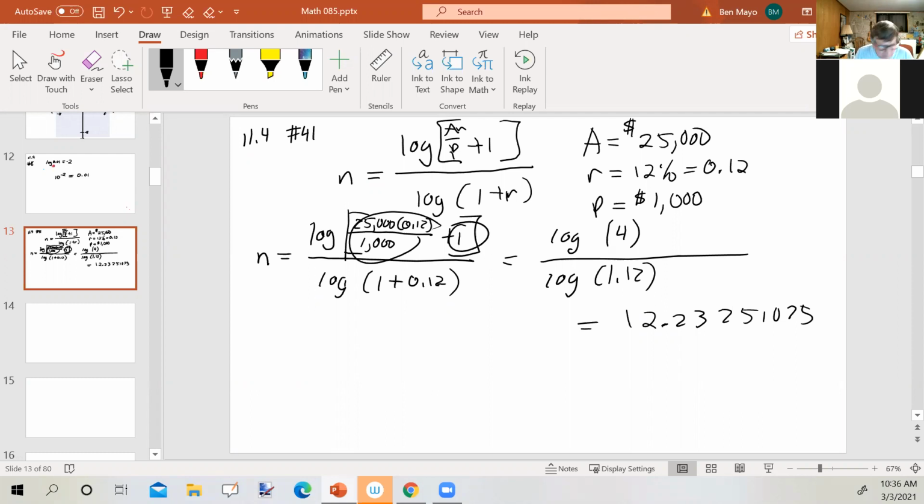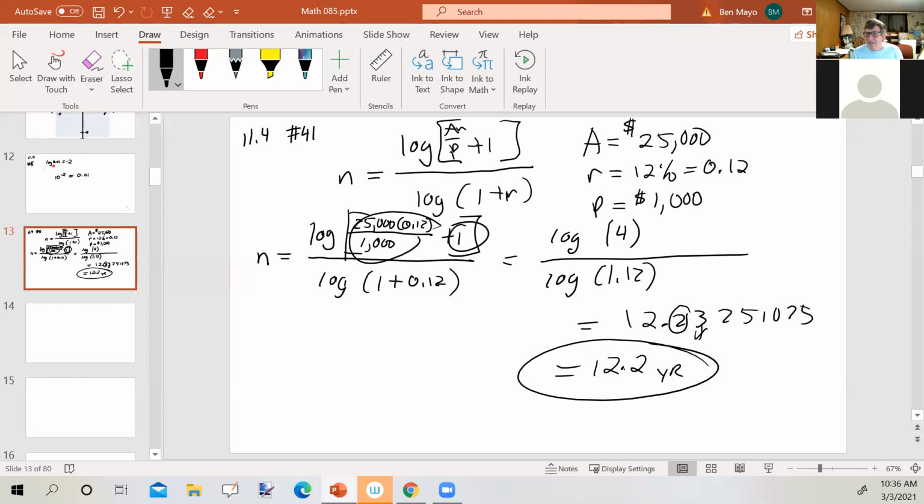Now it says round your answer to 1 decimal place. So we would round here. The 3 would round down, so we get 12.2 years. All righty. Any questions on that? A lot of calculations there.